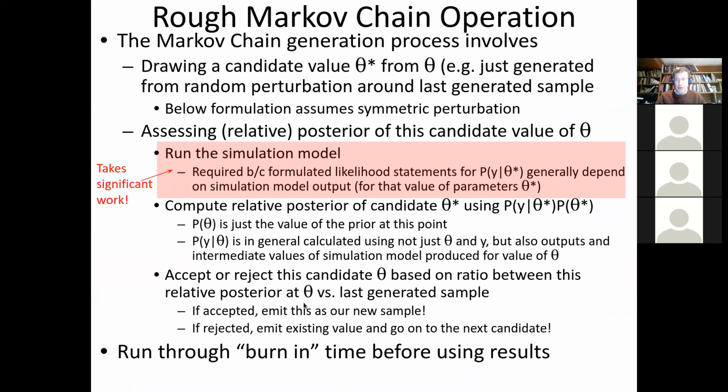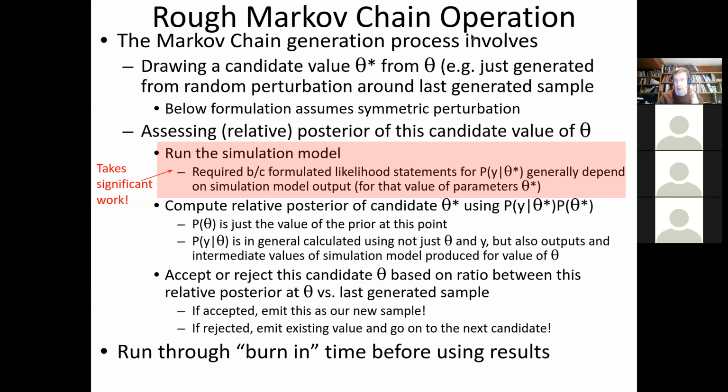If that ratio is 1 or more, we'll definitely go to the candidate. If it is less than 1, well, it's going to be 0 or more. If it's less than 1, we'll flip a coin as to whether we go there. We'll basically take that as the probability we will transition, and then we'll accept or reject.